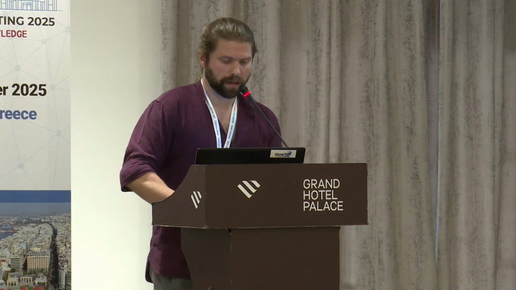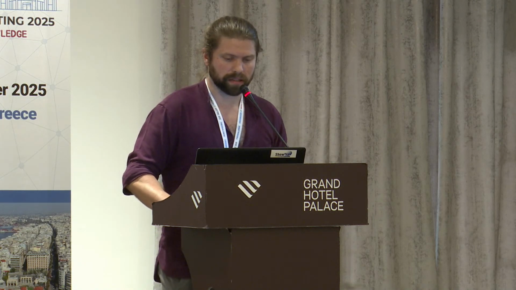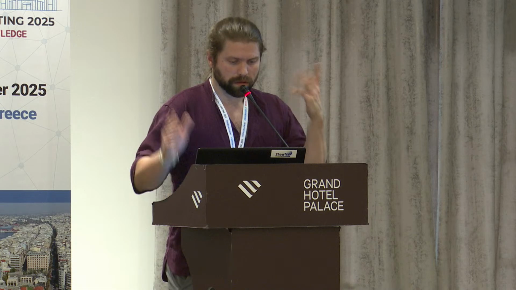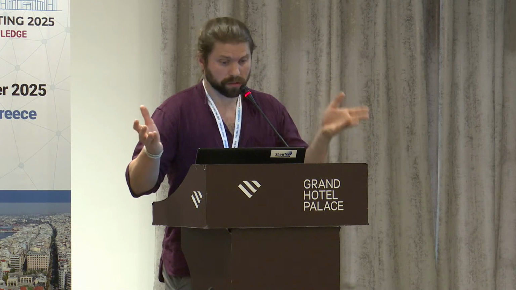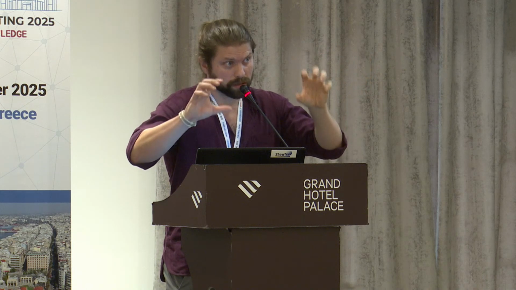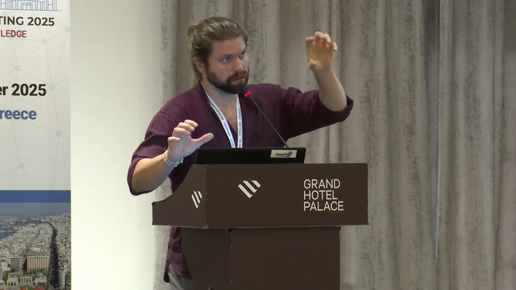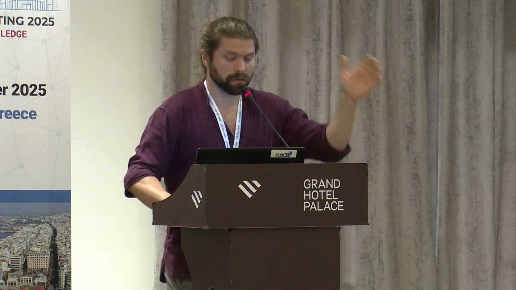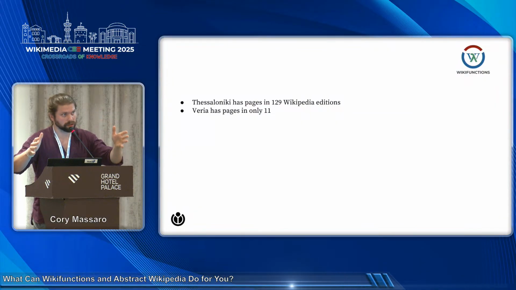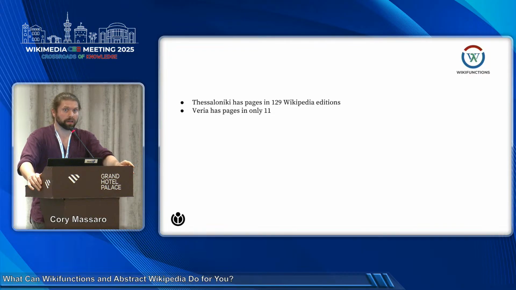If we go back to the motivating examples, Thessaloniki has pages in 129 Wikipedia editions. And so the target for this is not English or French or German, or necessarily even Turkish. The target languages that we're really thinking about with Abstract Wikipedia are the languages that have the fewest resources. And that means those are the languages in which LLMs absolutely do not work.